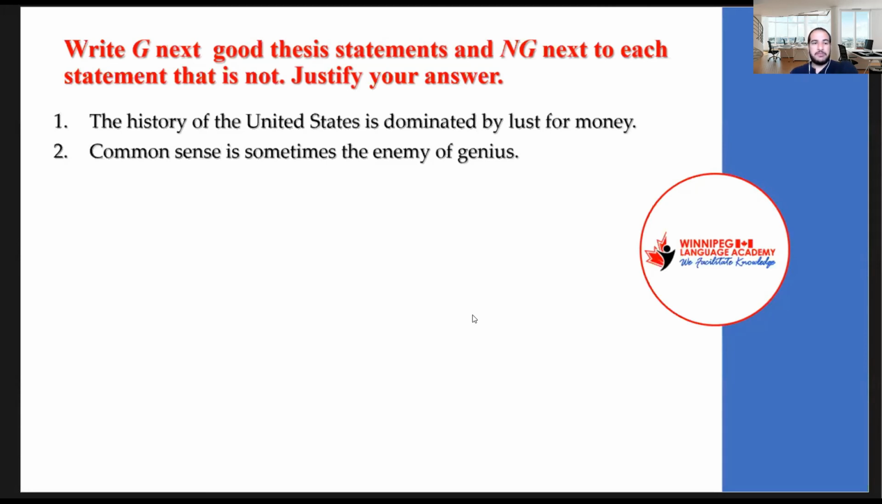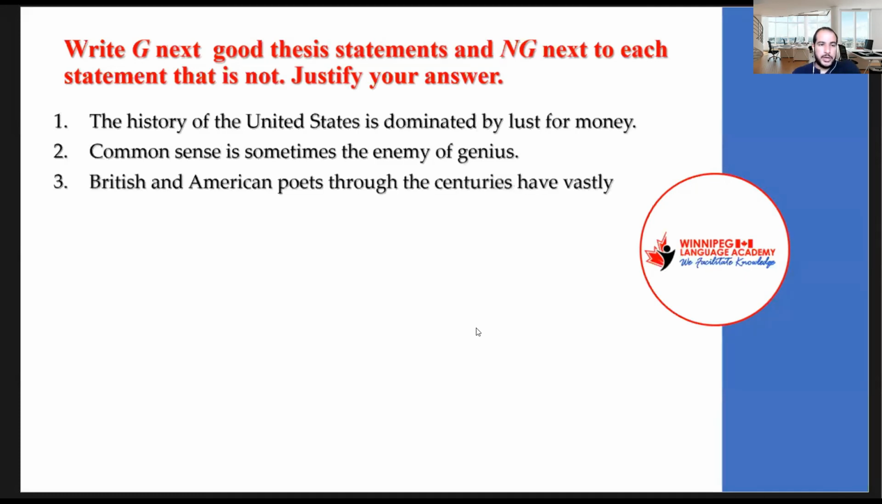Now, because we still have another big part of the class today, we will stop here at number 3. This will be the last one. I'd like you to tell me if you think it's a good one or not, and then we'll move quickly to the other part, which is writing different types of sentences. Could you please tell me, British and American poets through the centuries have vastly overrated the glories of romantic love?